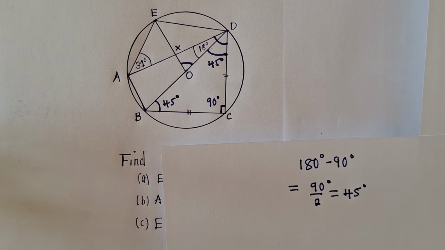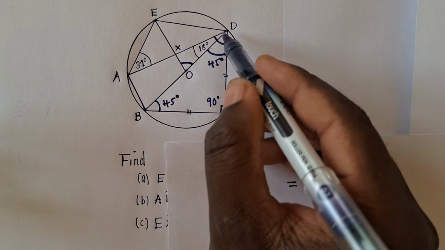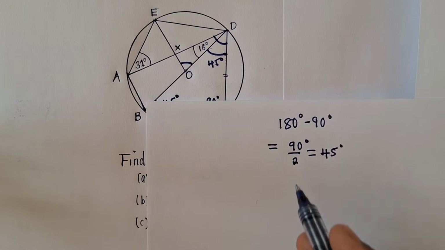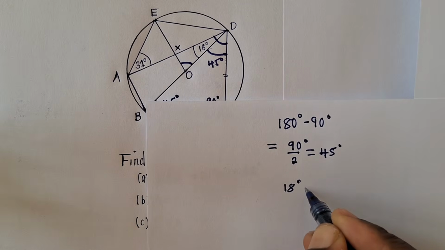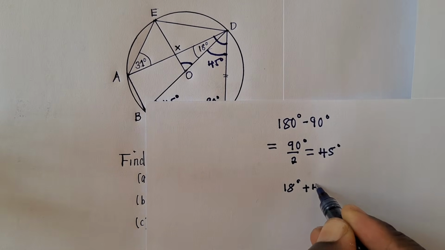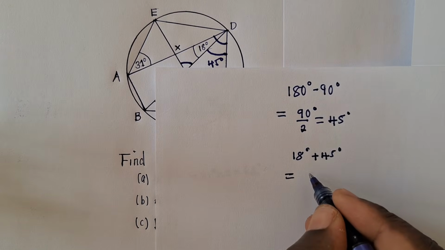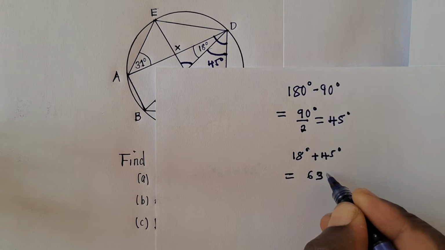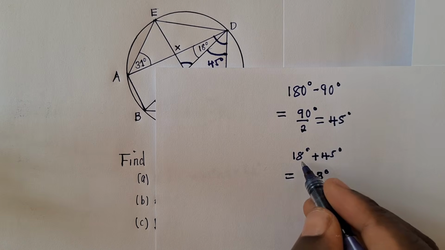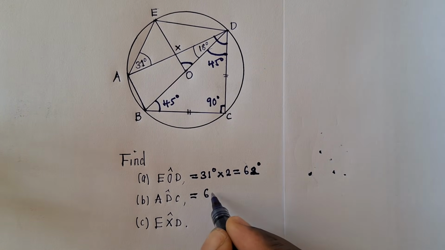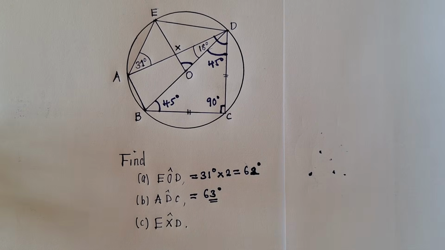But our area of interest is this part where there's 18. So we're going to say 18 plus 45. So 18 degrees plus 45 degrees. This of course is giving us 63 degrees. When we add 18 plus 45 degrees, we're getting 63 degrees. We now go to the last question, which is more complicated.